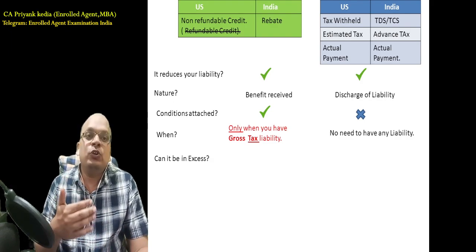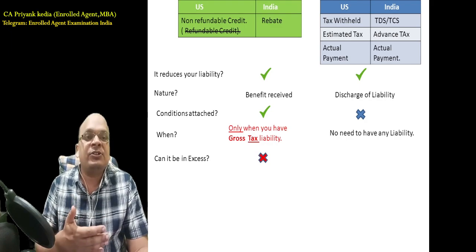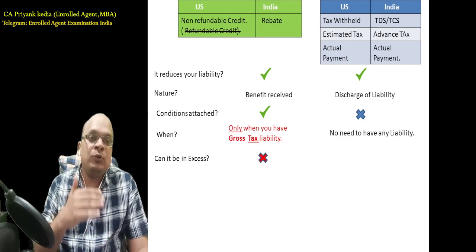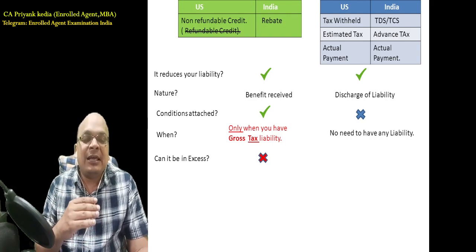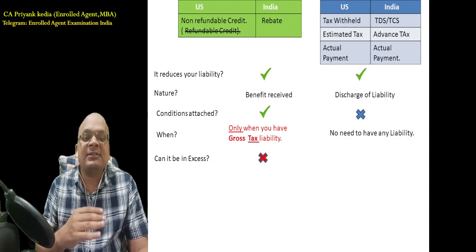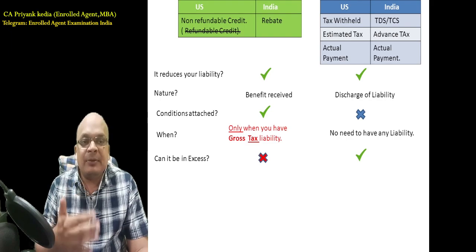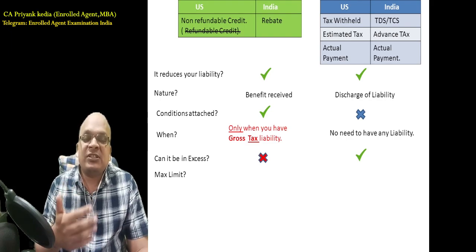Can it be in excess? Non-refundable credit cannot be in excess. Just as discounts can be up to the maximum of your gross liability, similarly, your non-refundable credits can be maximum up to your gross tax liability, not more than that. The payments can be up to any amount without any limiting factor to it. What is the maximum limit?